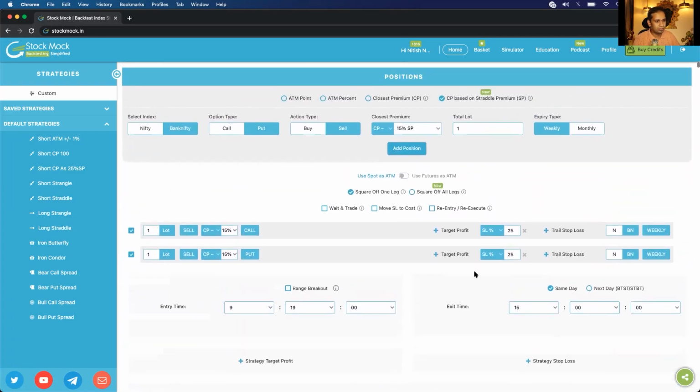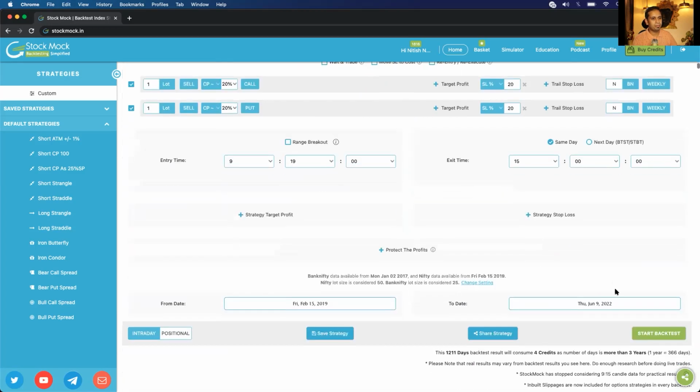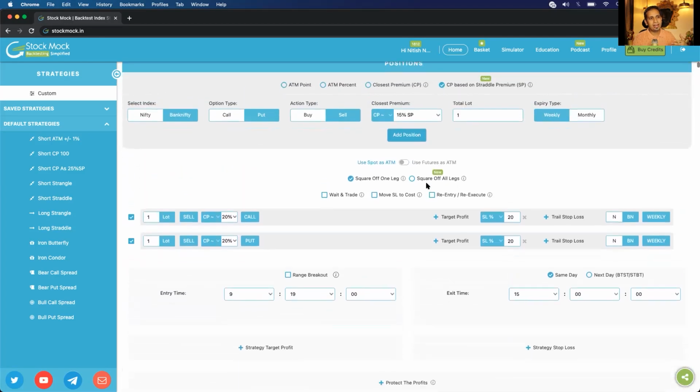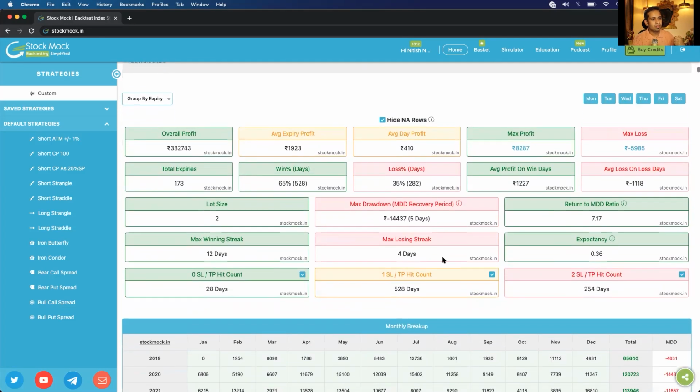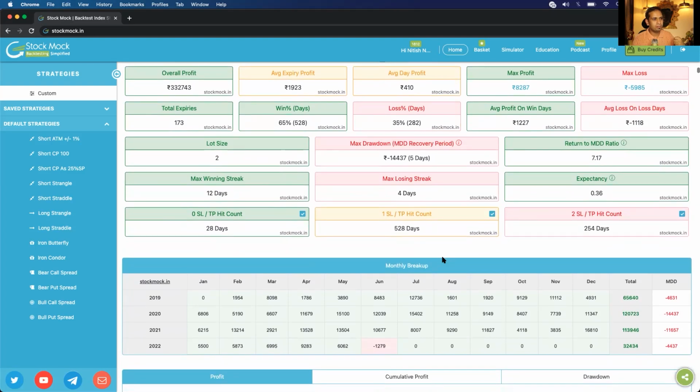We can try many other things if you want. Let's say instead of 20%, I do, let's say, 20% of straddle premium. I can check this out and see how it works. By the way, for our ease, we have added this feature in the default strategies as well. So if you go to the default strategies, the third one, short CPS, 25% CP, this is a shortcut. If you click on it, by default this 2x will be added, and you will see this feature active. So this feature is also not that bad. That's decent.